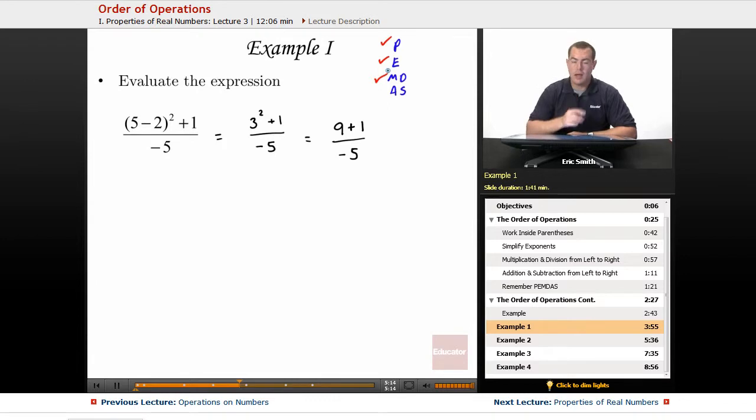Addition and subtraction. Well, I do have some addition on the top. So we'll put those together, get 10 over a negative 5. Okay, so we're looking at 10 divided by negative 5, and now I can say that my result is a negative 2. And now this one's done. Again, you can see how we really move through that order of operations as our roadmap.